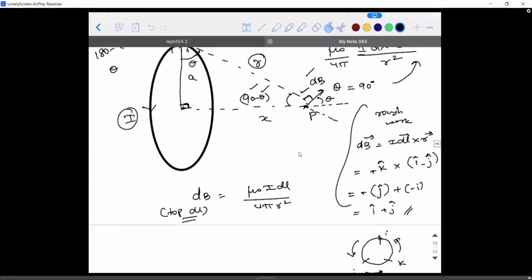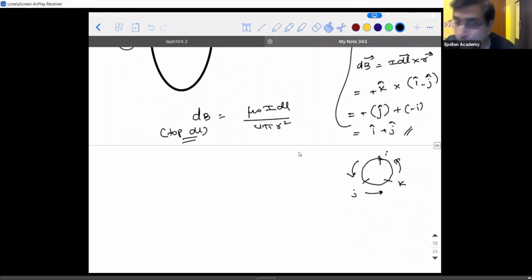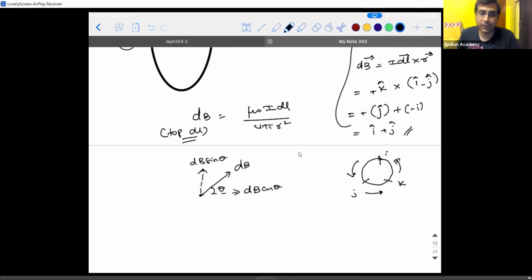So this is theta. So at point P, if you observe, this is going to be dB, then this is theta. Okay, then how much is this angle? It is going to be dB cos theta, and this will be dB sin theta. Means I resolve the vectors into two components. Are you guys clear with this point?